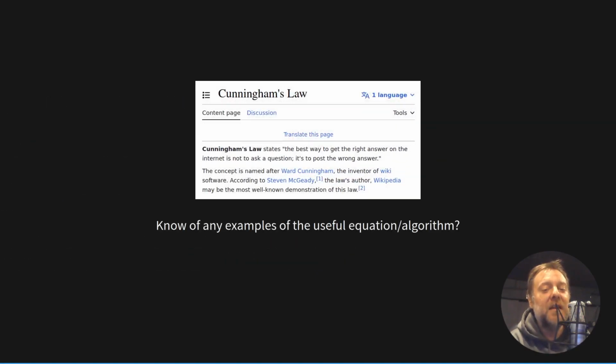So, what do you think? Do you know of any examples of this useful equation or algorithm?